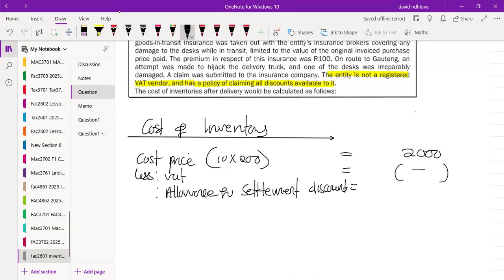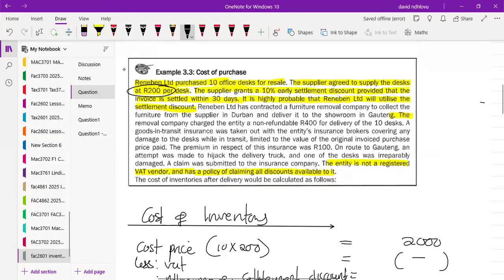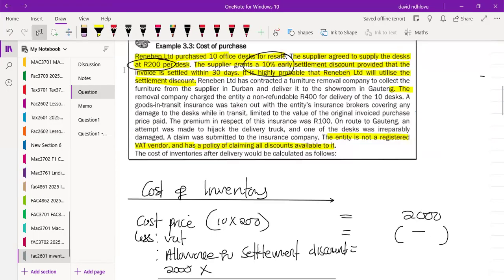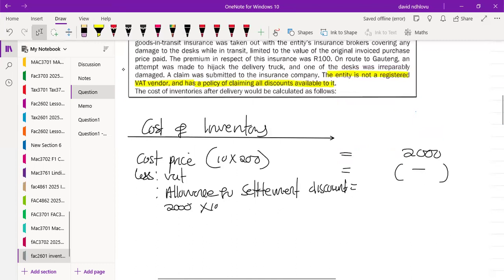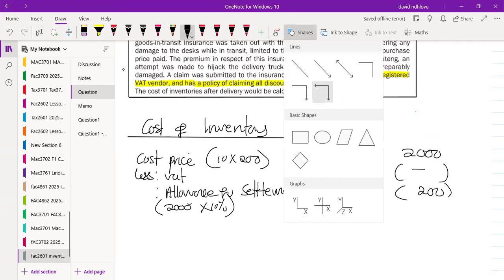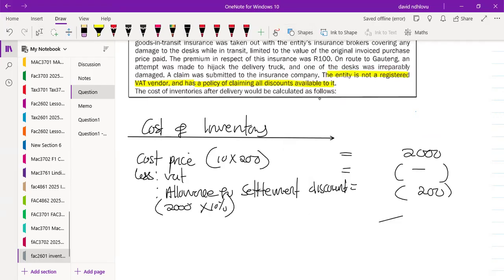In which case we'll have to calculate the discount, which was offered at 10% of that value. So we go to the info: we have a 10% early settlement discount. If these guys earn the discount, they're going to reduce the price by 200 Rand, which means we are going to be sitting on an amount, after VAT and discount, of 1,800 rands.